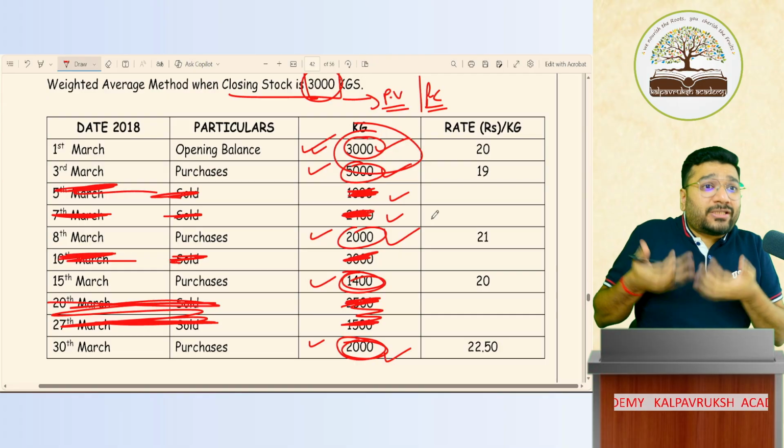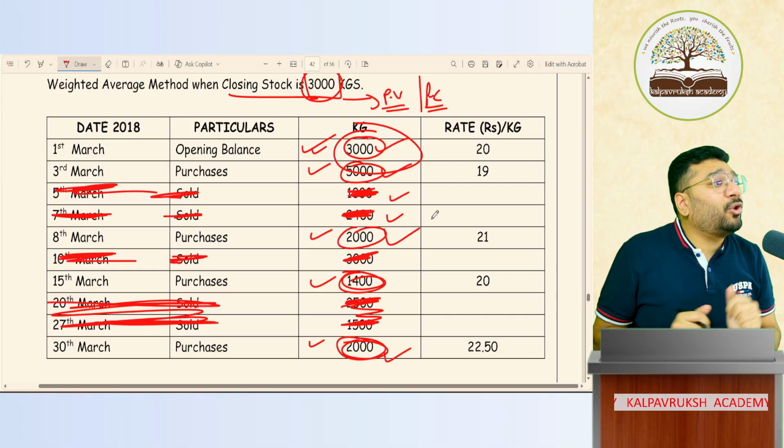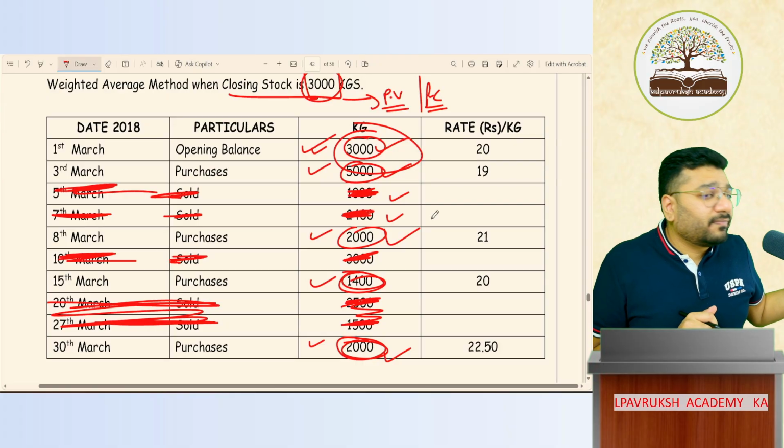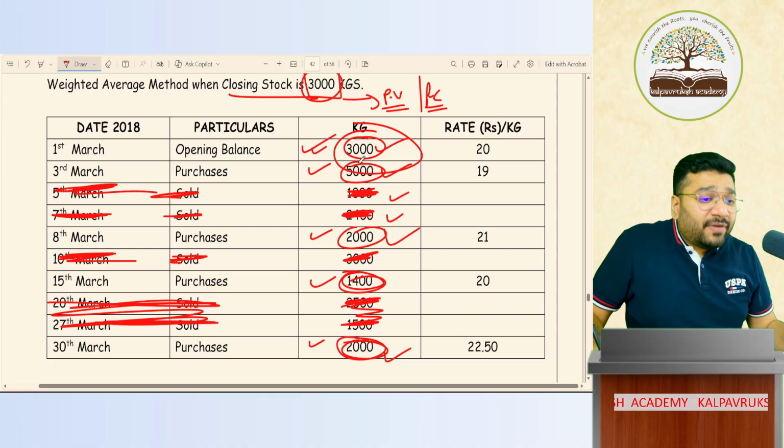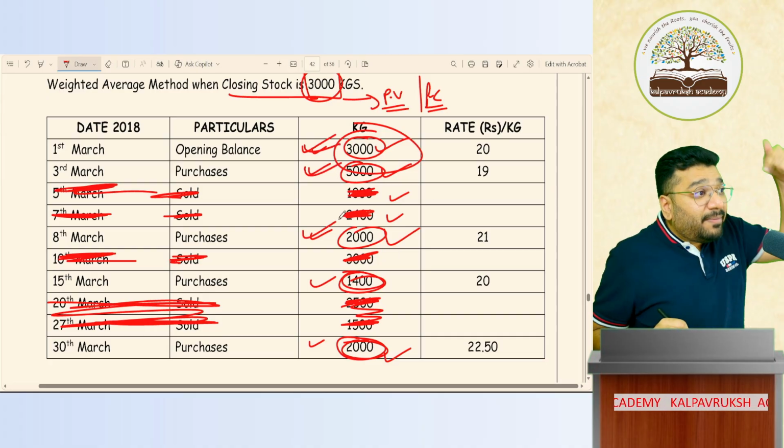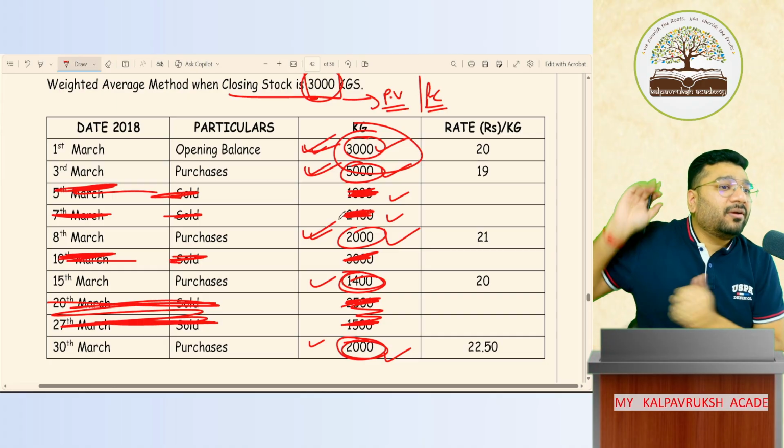But somehow, as auditor, I have to finalize the value for the closing stock. So how do I do it? FIFO method means what? First in, first out. So the first stock that came has all gone. Then which lot is the remaining stock from? The last lot. Got it, not got it?